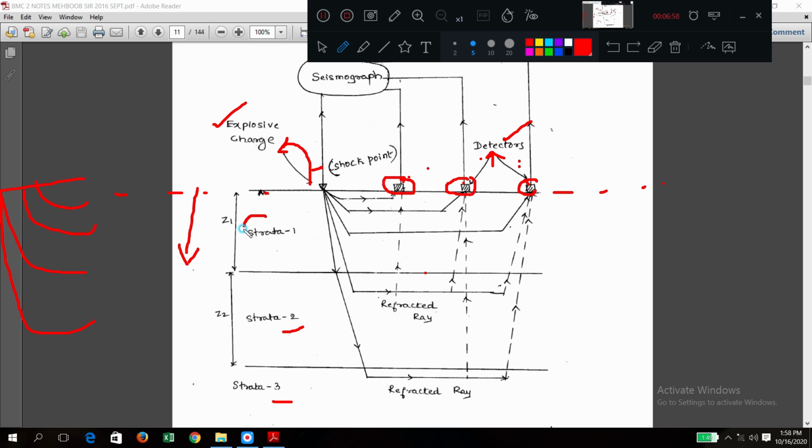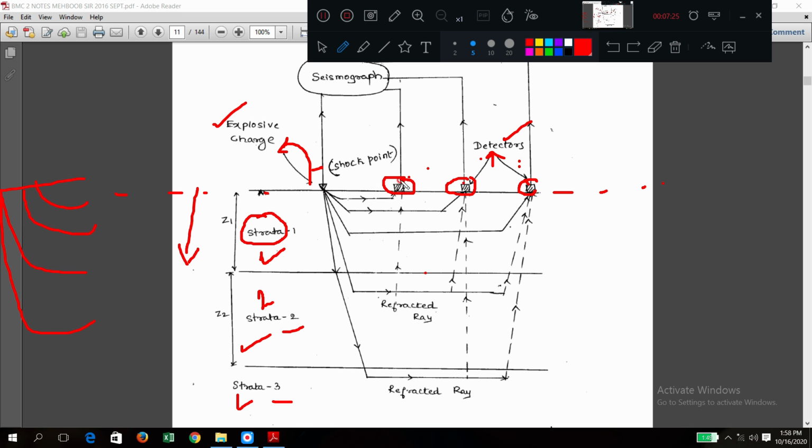So why are these strata made? Strata means what? A different property layer. Here properties are changed, here properties are also changed. These are not the same. If these are the same, then we call it one strata only. So by calling strata 1, strata 2, it means the soil properties are different here and here. So like that they are going to change.